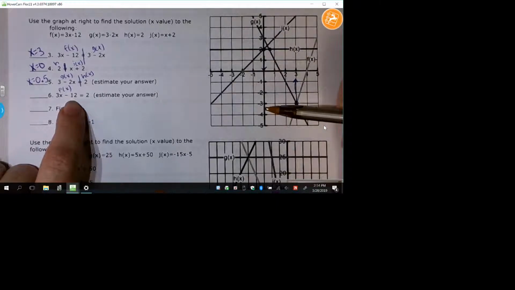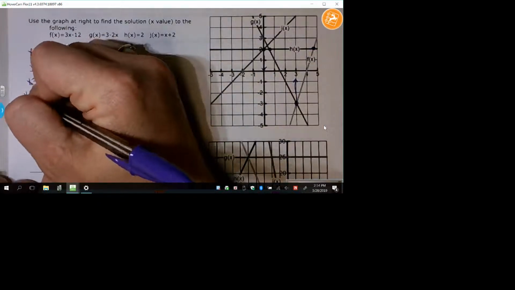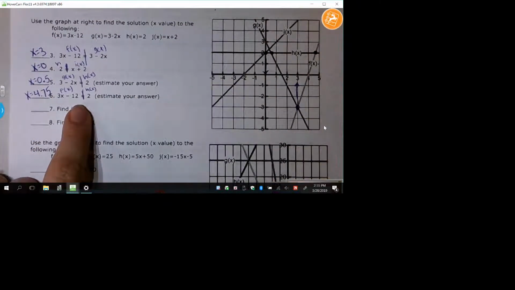3x minus 12 equals 2. So again, f of x and h of x. F of x, h of x right here. So that's a little more than 4.5. We'll say like 4.75. I don't know. If you put 4.5, I definitely would not count off.